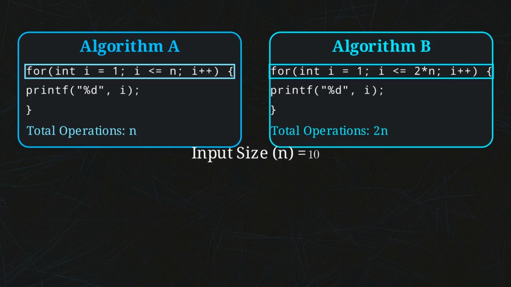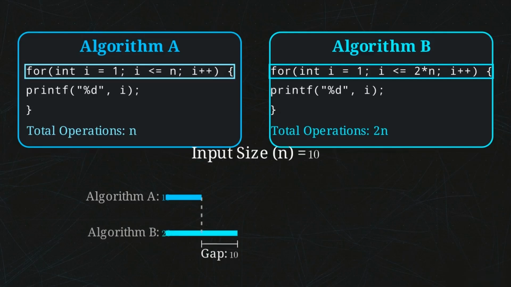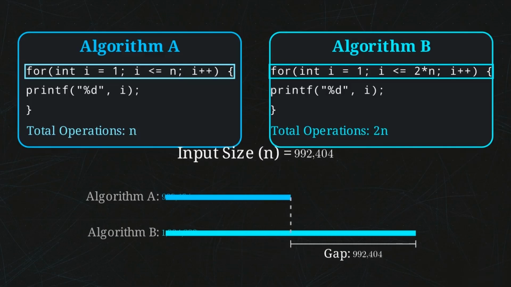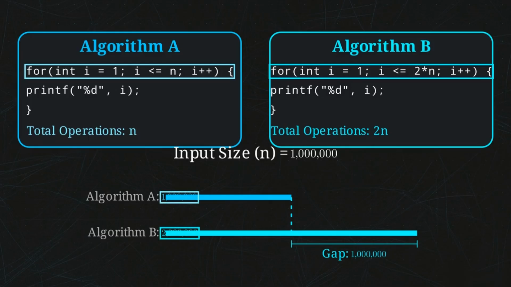If we test both algorithms with a tiny input size, say n equals 10, the operational difference is negligible. Algorithm A executes 10 operations, while algorithm B executes 20. A gap of 10 operations takes mere nanoseconds to process. Scale that input to 1 million, and the absolute operational volume diverges aggressively. We are now looking at 1 million operations compared to 2 million.